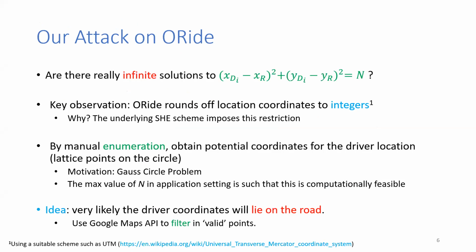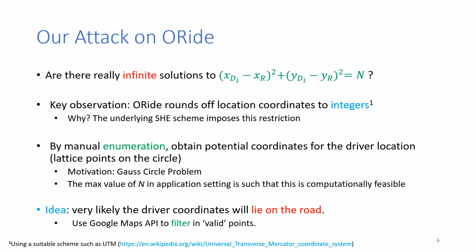So the main theme of our attack asks the following question. Given the Euclidean distances, are there really infinite solutions to this equation, where the Euclidean distance is computed between the rider and driver? A key observation is that since these locations are encrypted using a somewhat homomorphic encryption scheme, ORIDE uses a suitable scheme such as UTM to convert the floating point locations to integers. And by the value of n in the application scenario, we observe that a manual enumeration to obtain lattice points on the circle defined by n can give the potential driver coordinates.